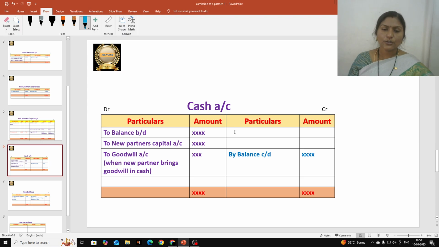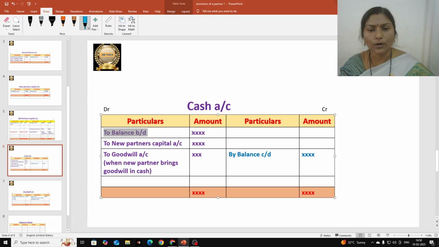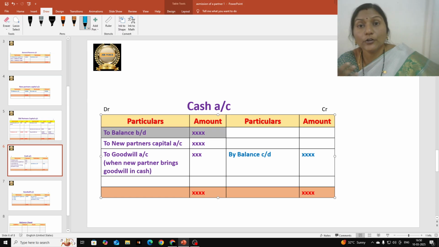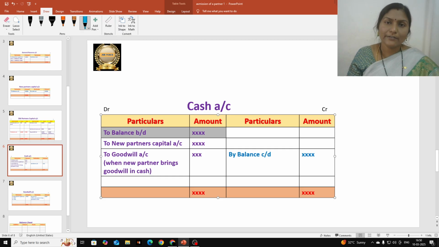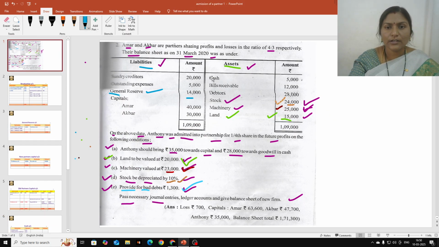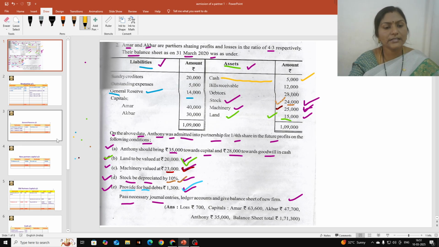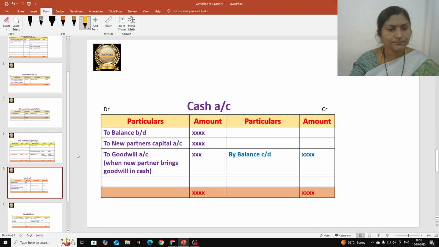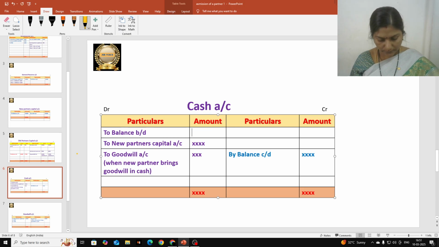So cash account we are going to prepare. First, debit side to balance brought down. So balance brought down means we have to take from the question balance sheet whatever cash is appearing in the balance sheet asset side, that should be taken. Let us see how much we have there. This is a question, how much cash we have here. You can see, students, cash 5,000 rupees. So let us take 5,000 there. Okay, can you observe this? Cash 5,000. Cash 5,000 we have. Okay, so let us take that in cash account first. To balance brought down 5,000.